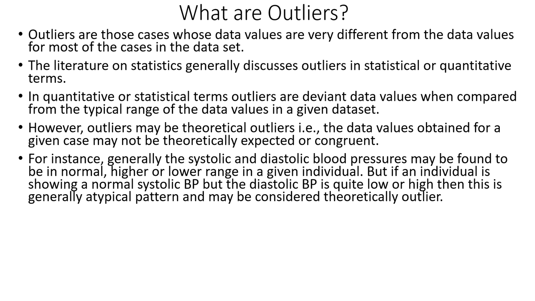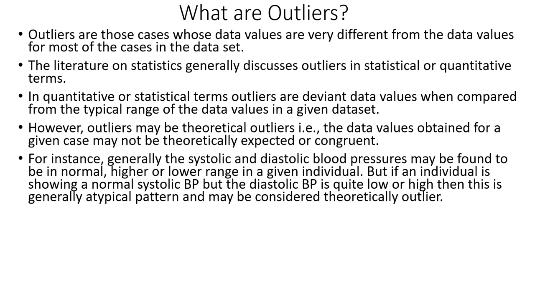But suppose while measuring several cases, we obtained a few cases whose systolic blood pressure is, for example, in the normal range, but diastolic blood pressure is very low or very high, or vice versa. Diastolic blood pressure is in the normal range, but systolic blood pressure is very high or very low. Then this is an atypical case. This is generally not expected, and we can consider this a theoretical outlier.